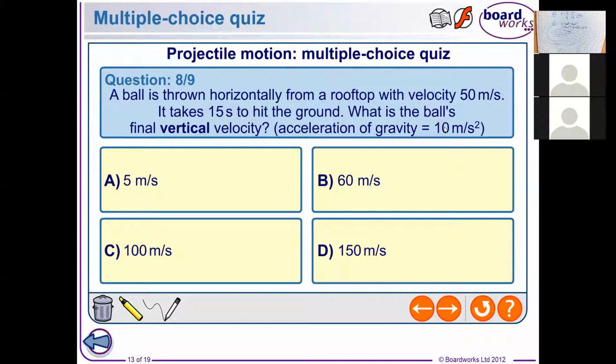So we know the acceleration. We know its initial vertical velocity is 0. The horizontal velocity is 50, but we can ignore that at the moment because we're just looking at the vertical motion. So it's basically accelerating at 10 meters per second squared for 15 seconds.